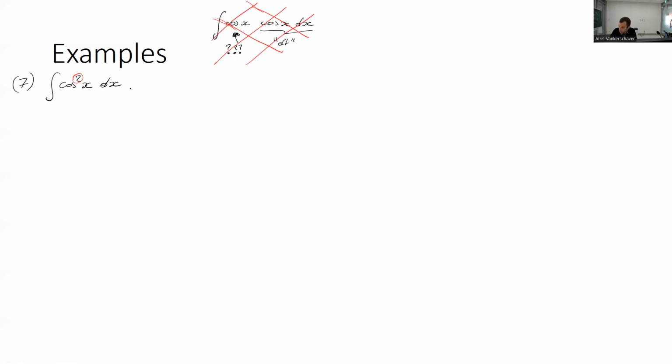What we can do instead is we can use our formulas from trigonometry. In particular, we know we can rewrite cosine squared x as (1 plus cosine of 2x) divided by 2. So we can use that here to write the integrand like so. And now we can integrate each part in turn.